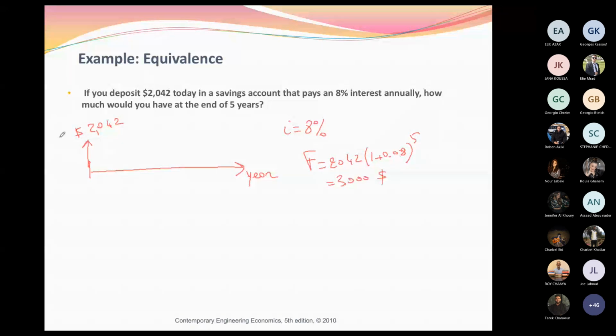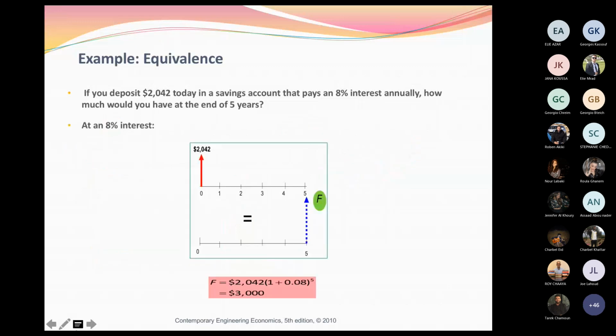What does this mean? Having this P at 0 or this F at 5 is economically equivalent. Okay? So at 8%, having $2,042 today or $3,000 in 5 years is equivalent.